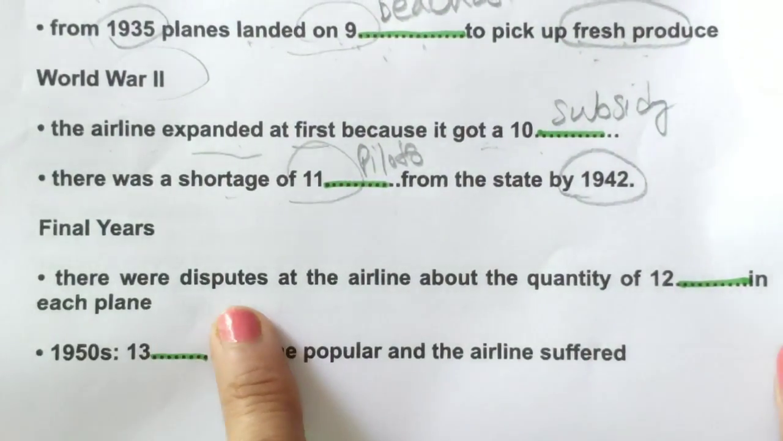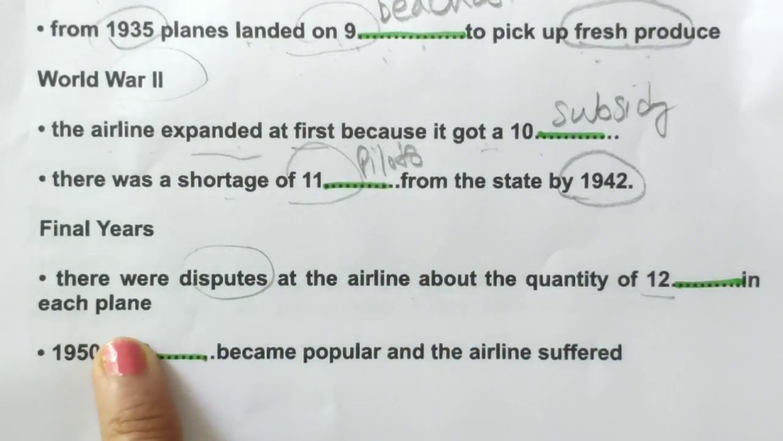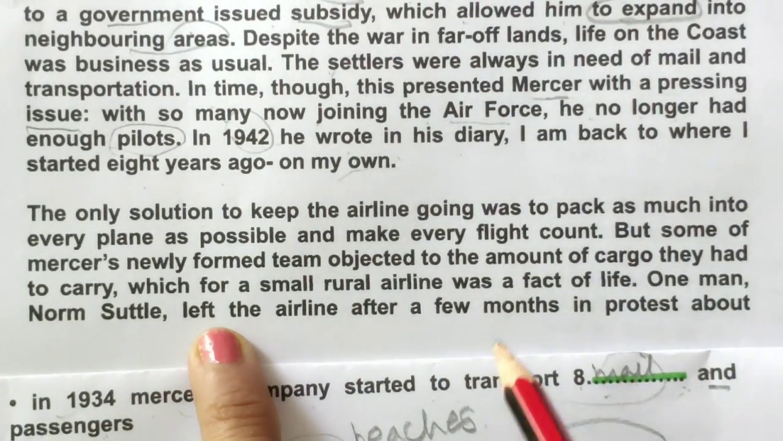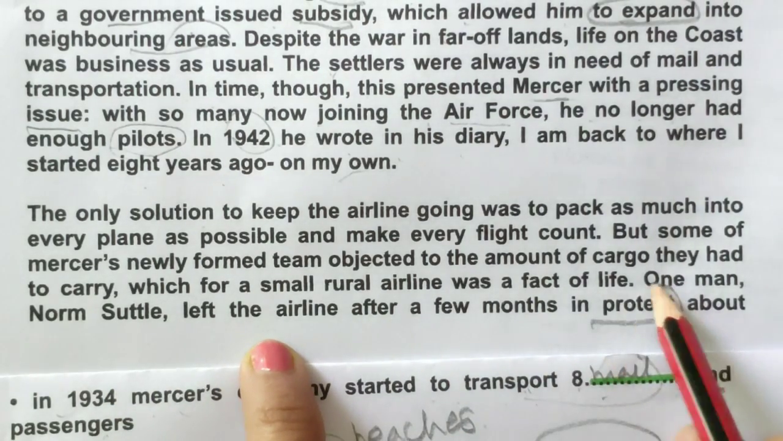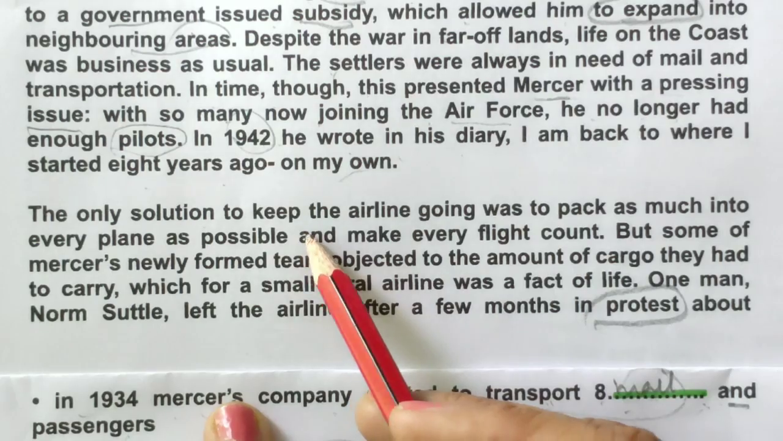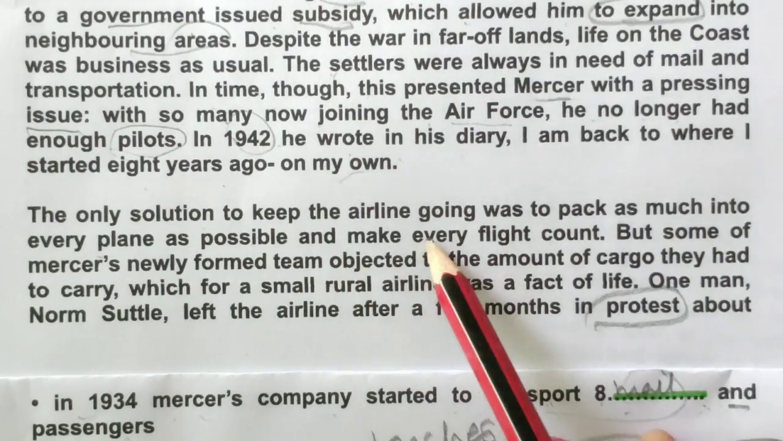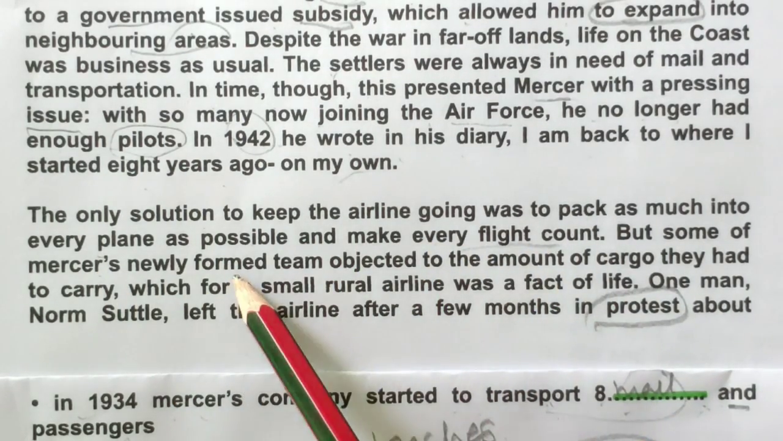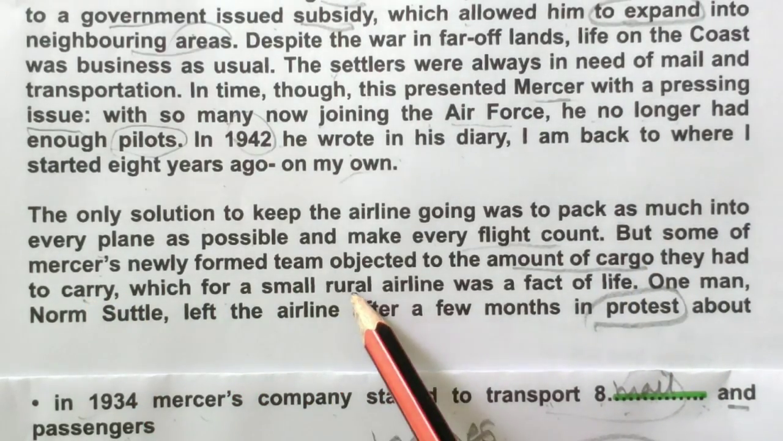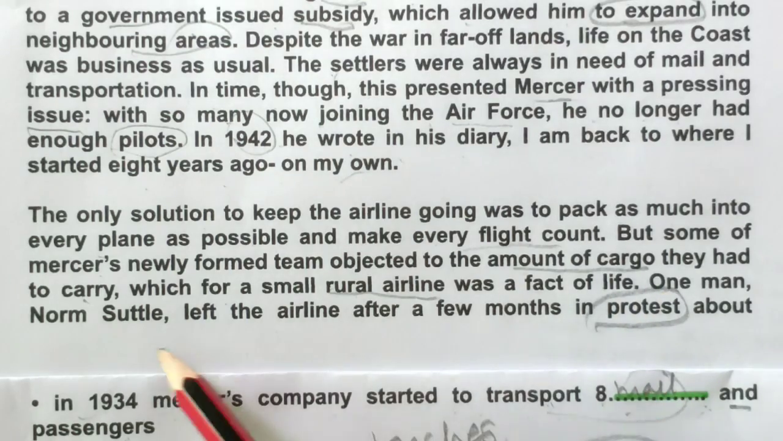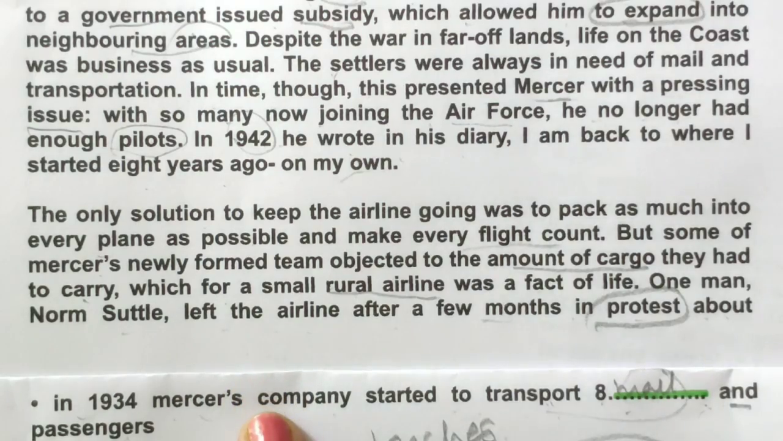Now 12th: there were disputes at the airlines. Some disputes at the airlines about the quantity of dash in each plane. Final years, every flight. One man protest, I think disputes, but let's find it. The only solution to keep the airline going was to pack as much as possible and make every flight count, but some of Mercer's newly found team objected to the amount of cargo they had to carry, which for a small rural airline was effective. Like one man, this left the airline after a few months in protest about, let's read it in full.